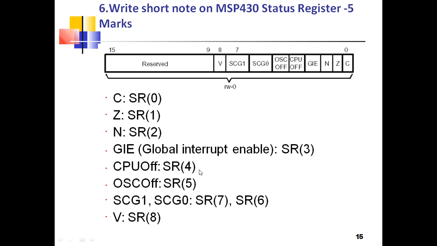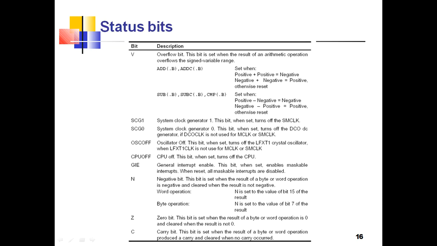It turns your CPU on and off to perform the operation of the MSP430. SR5, the fifth bit, is oscillator off. It enables or disables the oscillator. SG1 and SG0 are used to get the constant generator values if you want to use them in your program. Finally, V means the overflow flag: whenever the result of your arithmetic operation is more than the value range, V becomes 1.